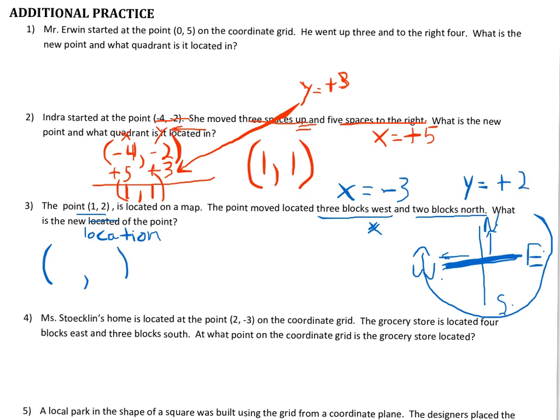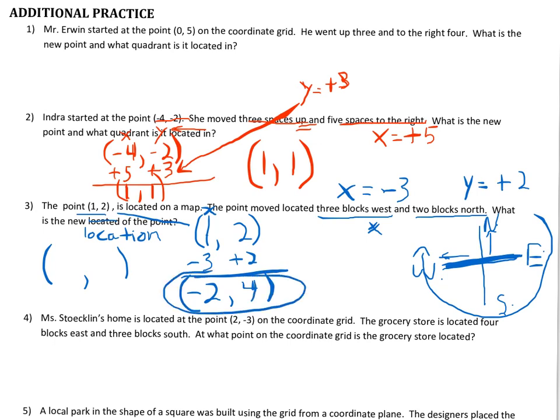Okay, so now I'm going to come back. My original ordered pair was 1, 2. Now my x, which is this one, changed by -3, and my y changed by +2. So then basically just add these. 1 minus 3 is negative 2. And then 2 plus 2 is 4. So my new location, my answer, is simply negative 2, 4.